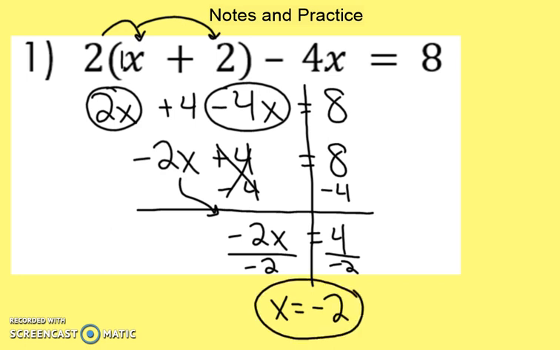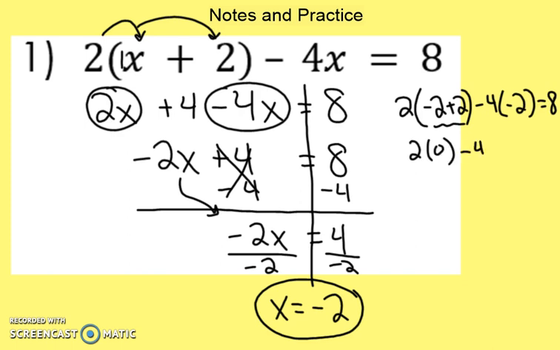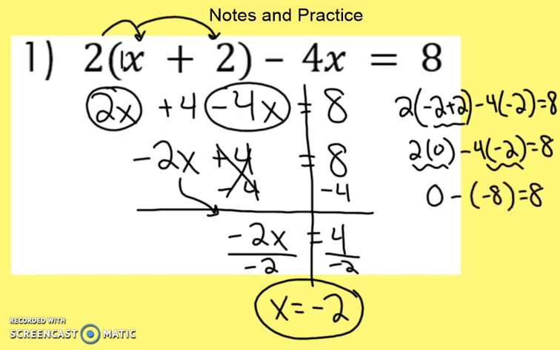And we can use the same steps we used yesterday to check it. If I plug it back in, I have 2 times negative 2 plus 2, minus 4 times negative 2, and that needs to all equal 8. Well, if I do my parentheses, 2 times 0 minus 4 times negative 2 equals 8. If I do the multiplication, I end up with 0 minus negative 8. 0 minus negative 8 is 8. Well, 8 equals 8, so we know we're correct. And you can plug those back in to check yourself each time, especially if it's not a multiple choice question. That way you can make sure you're typing in the correct response in that open-ended blank.